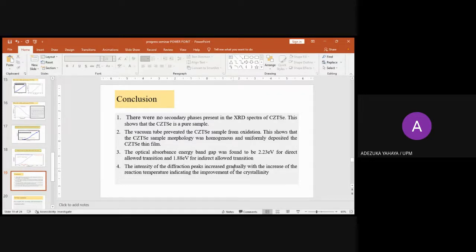So the optical absorbance energy band gap was found to be 2.23 electron volts for direct allowed transition and 1.88 electron volts for indirect allowed transition. The intensity of the diffraction peaks increased gradually with the increase of the reaction temperature, indicating the improvement of the crystallinity.